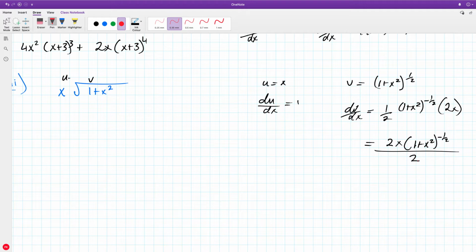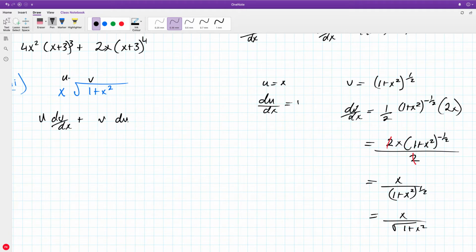Make it look a bit nicer. Cancel them. Is equal to x over 1 plus x squared to the power of a half, or x over the root of 1 plus x squared. Alright? Then, u by v, so it's u dv/dx plus v du/dx.